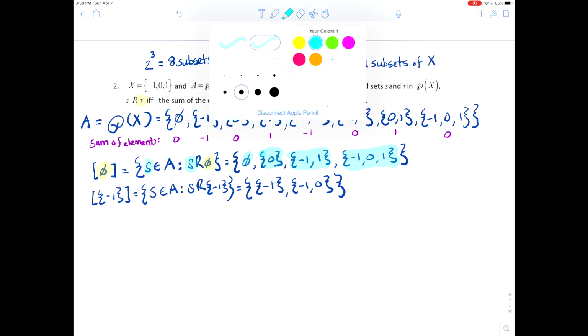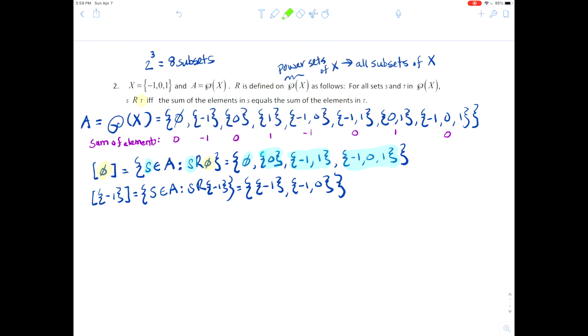All right, so I'll do different colors, I guess. Now the set {-1} is the output, if you will, right? And the input, which is what we were looking for, is going to be anything that had a sum of -1. Any set whose elements sum to -1. That is what the S's were looking for. And so that was the set {-1} and the set {-1, 0}. Groovy?